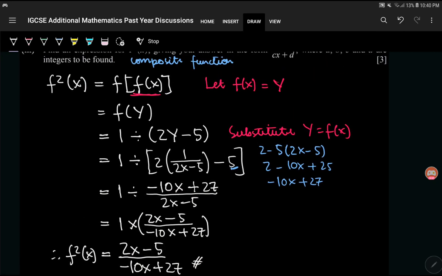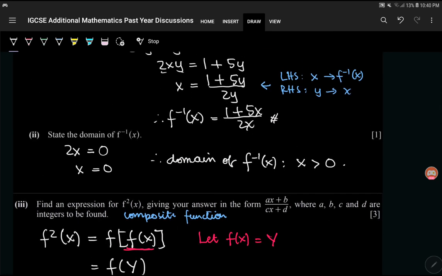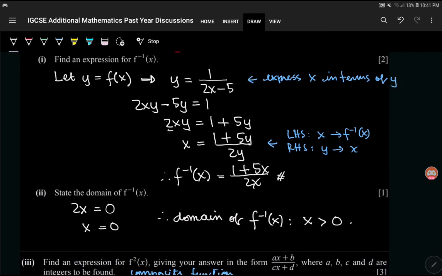Okay. So did you get the same answer as mine? If not, please compare my solution to your solution. Where did you get it wrong?